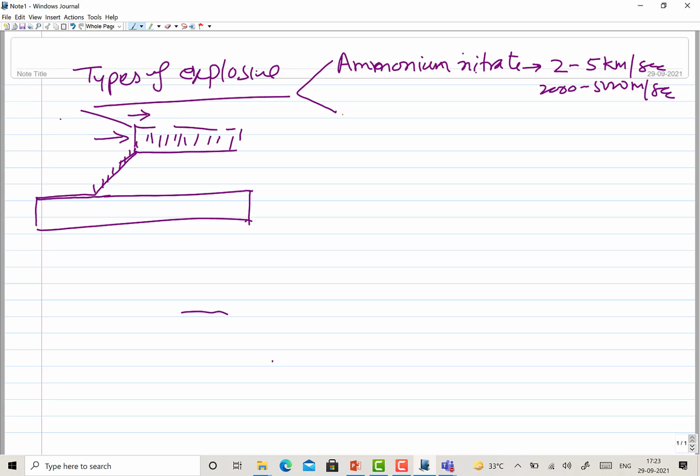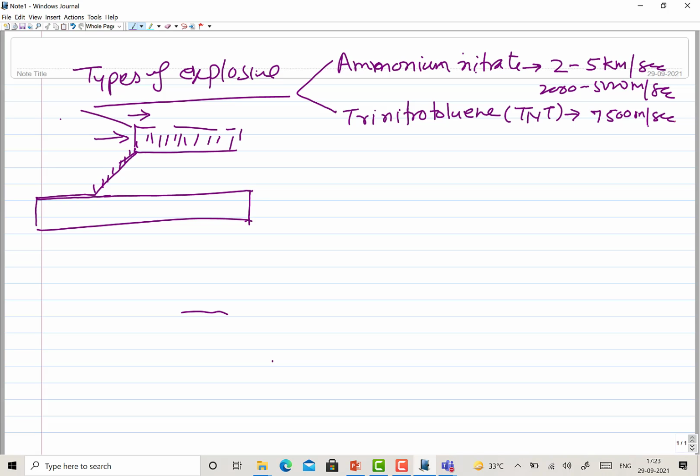But when another explosive is used, which is commonly known as trinitrotoluene, TNT, it gives a detonation speed of even up to 7,500 meters per second. This is one aspect.